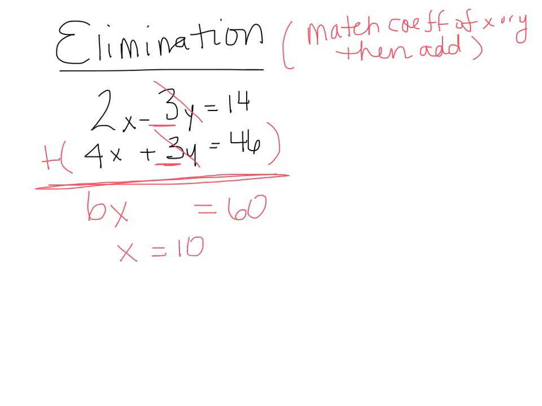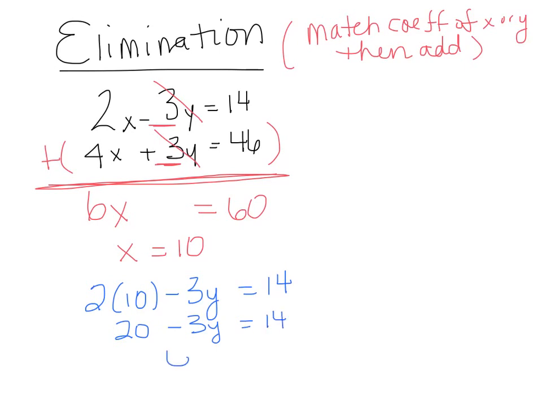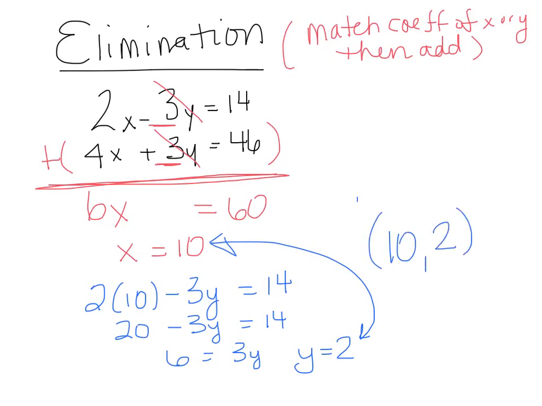So I've found my x, and now I have to go back into either one, doesn't matter which one, of the original equations with this substitution for x. So I'm going to do the first one. So 2 times 10 minus 3y is equal to 14. And I can solve for y. Let's see, 6 is equal to 3y, so therefore y is equal to 2. I have my x, I have my y. Together that makes an ordered pair, (10, 2). Okay, so that's my solution using the method of elimination.